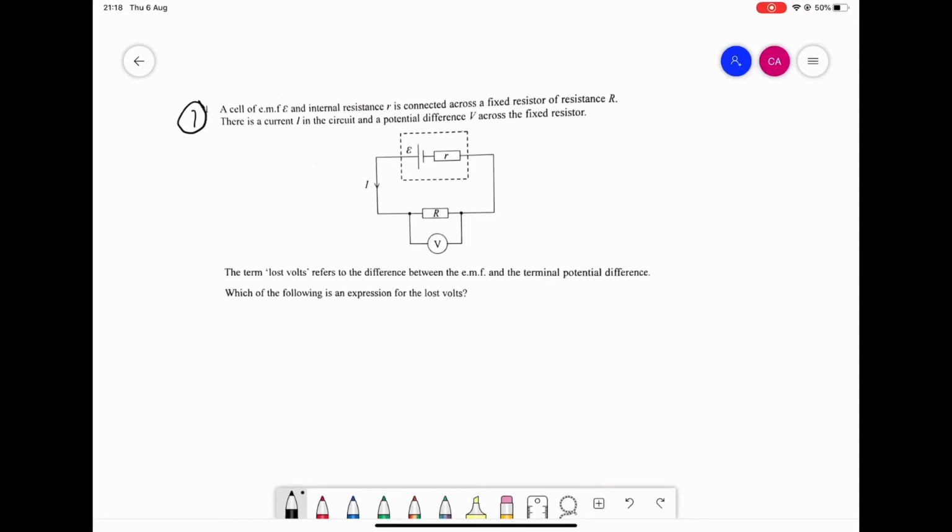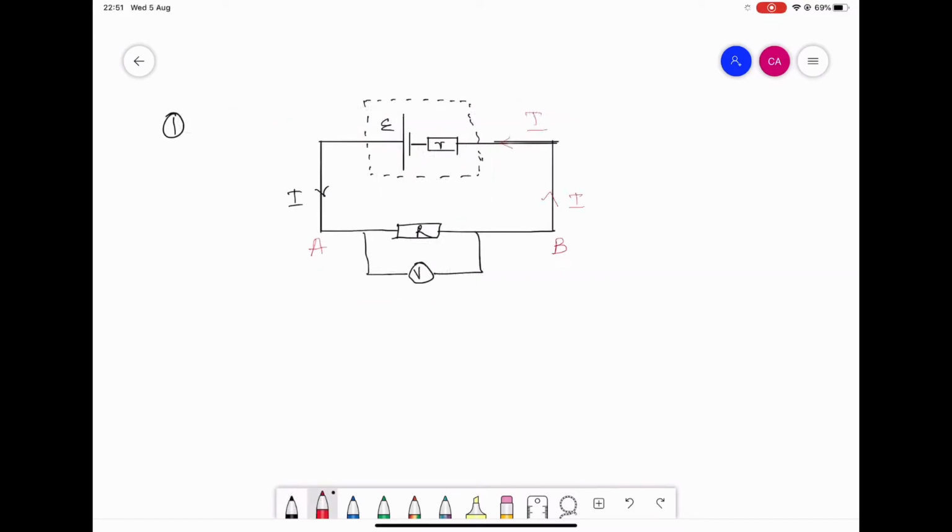So this is the first question. According to the question, the term lost volts refers to the difference between the EMF and the terminal potential difference. Which of the following is an expression for the lost volts?